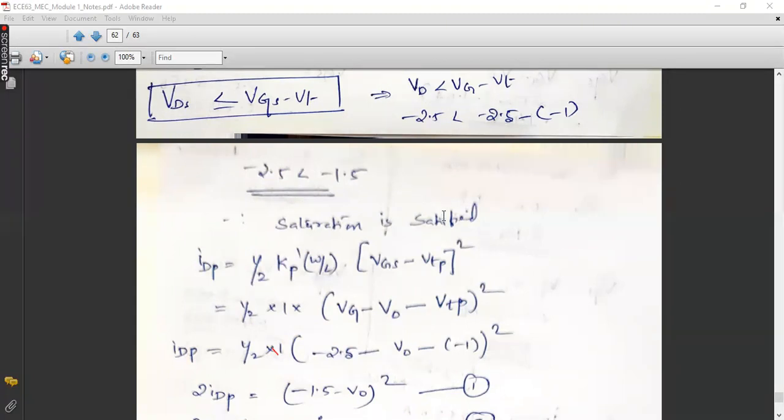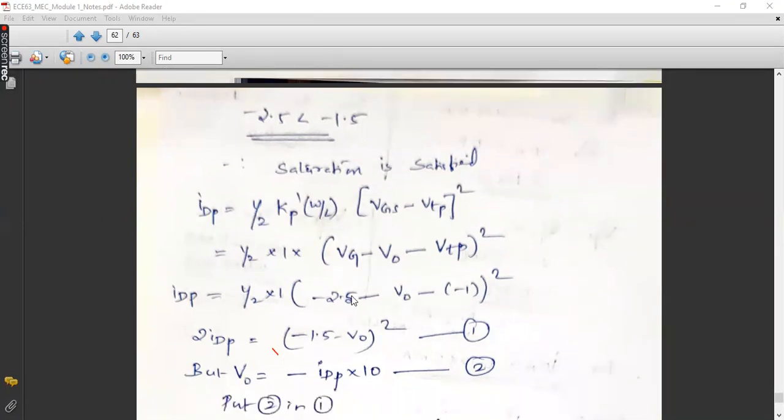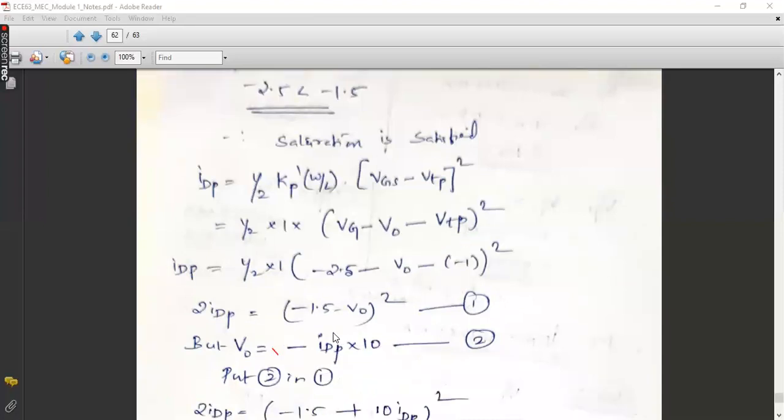Now similar to the previous case, try to solve this. Substitute all the relevant parameters. VGS is VG minus V naught. VG is minus 2.5 minus V naught minus minus 1. That is negative 1.5 minus V naught the whole square. But again, V naught is unknown for you.